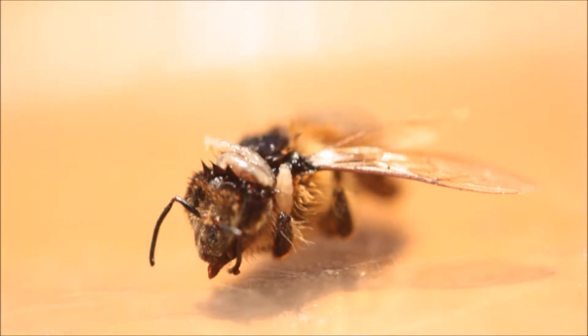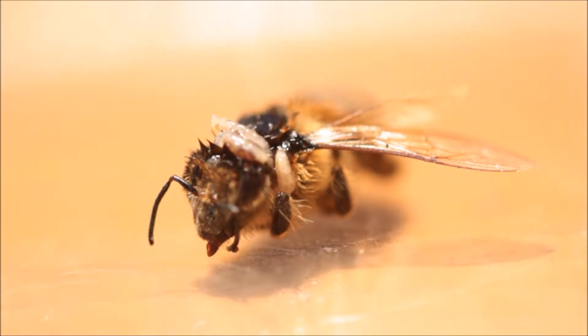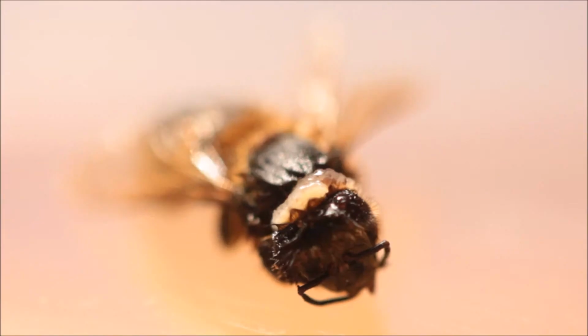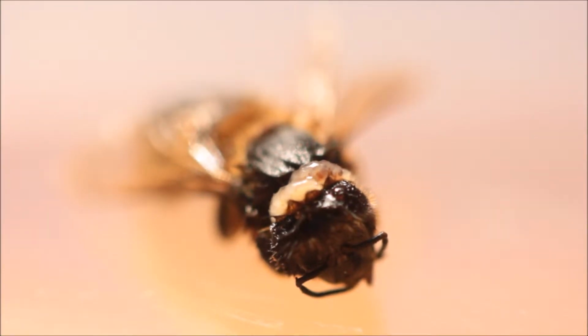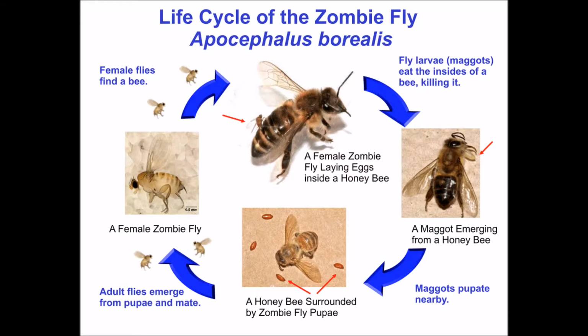These are maggots from the zombie fly, Apocephalus borealis, emerging from a dead honeybee's neck. A zombie fly is a parasitoid fly native to the United States and Canada, and they were previously known to parasitize bumblebees and paper wasps. Like all parasitoids, zombie flies end up killing their hosts, and now they've been found to also parasitize honeybees.